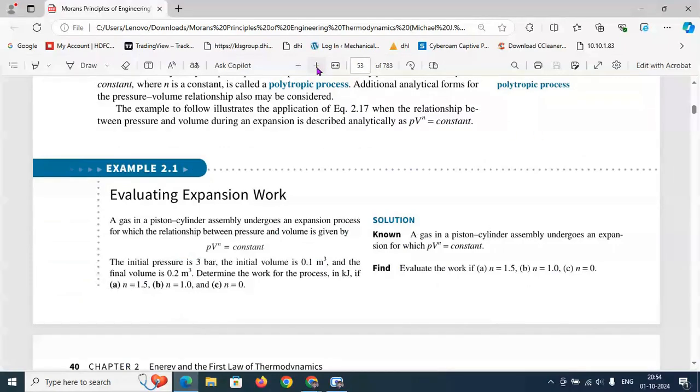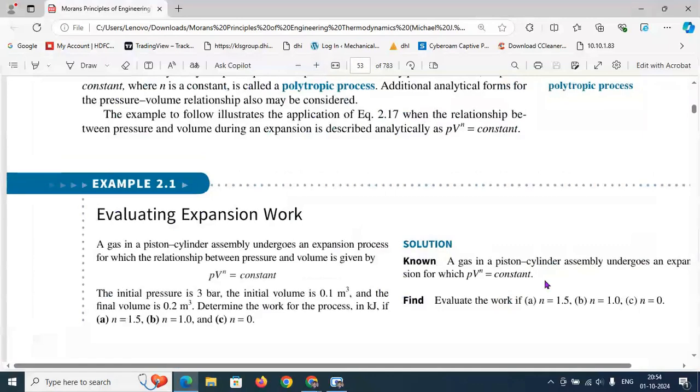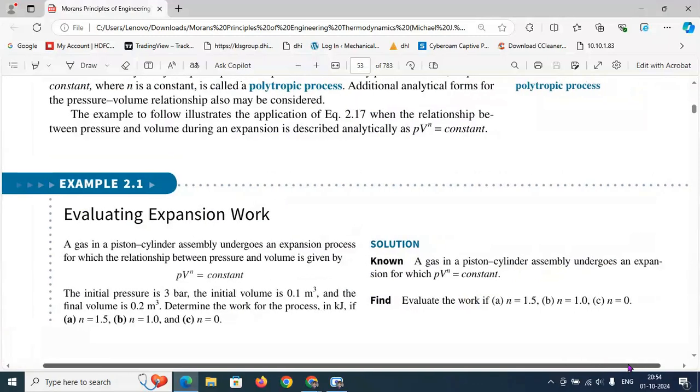Now in this problem, carefully see the problem. First read the problem twice or thrice. Understand what is given, what is not given, which equations are possible to use. That is very important here. A gas in a piston. Now see what I explained earlier.